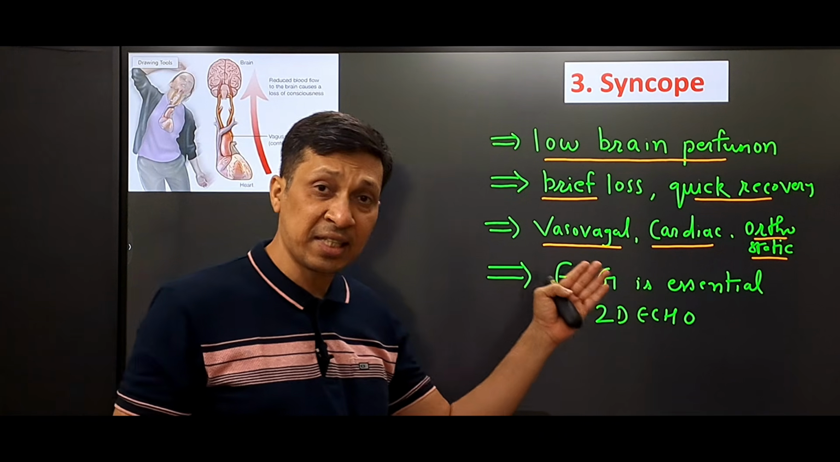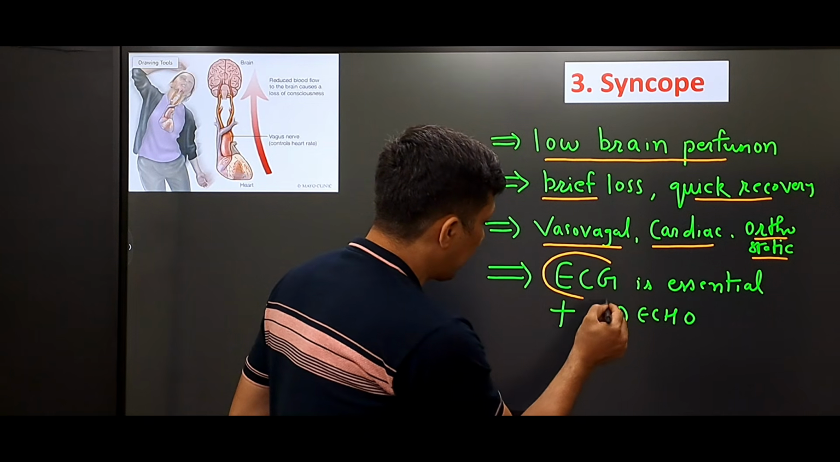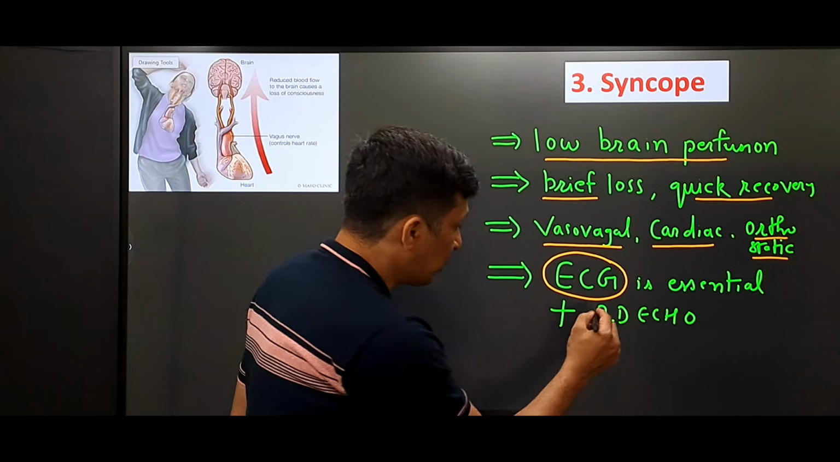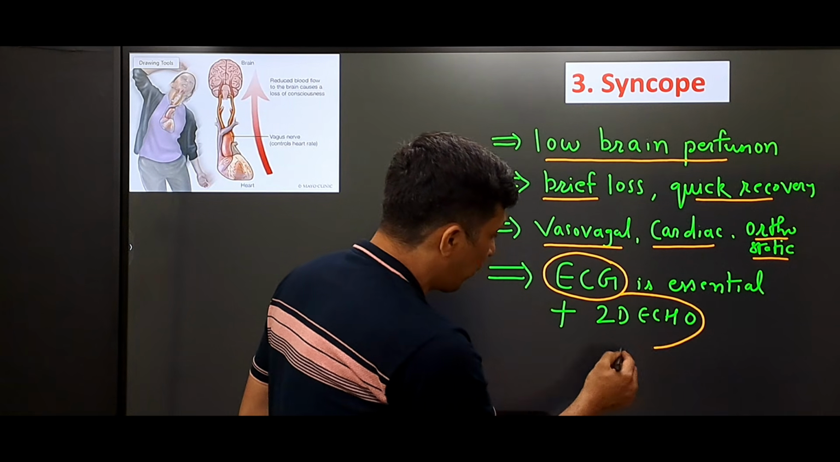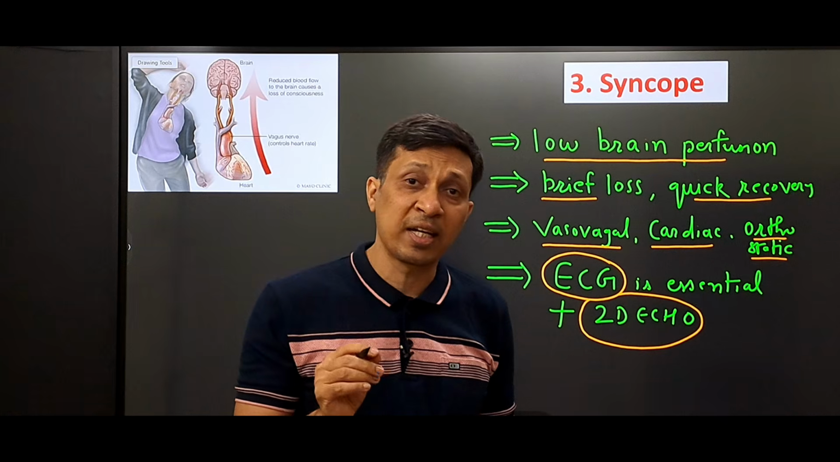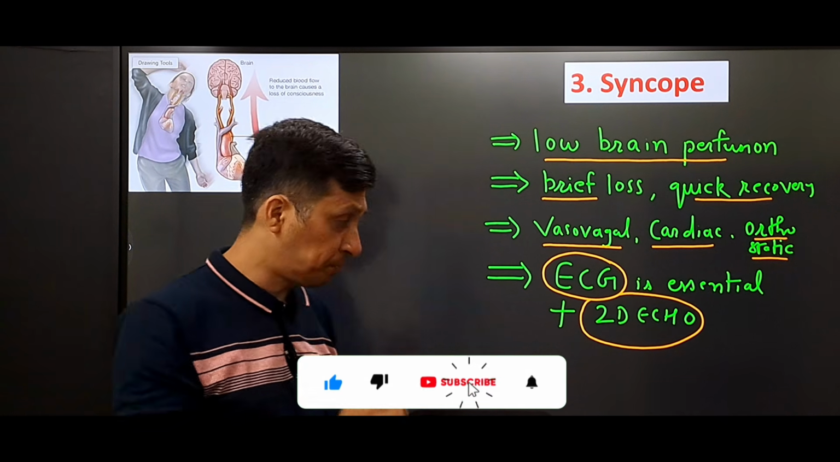Here 2 investigations can help you out. First is the ECG, where you can find arrhythmia, or you can also do a 2D echo, where you can find conditions like aortic stenosis. So this is an important third cause of unconsciousness, that is syncope.